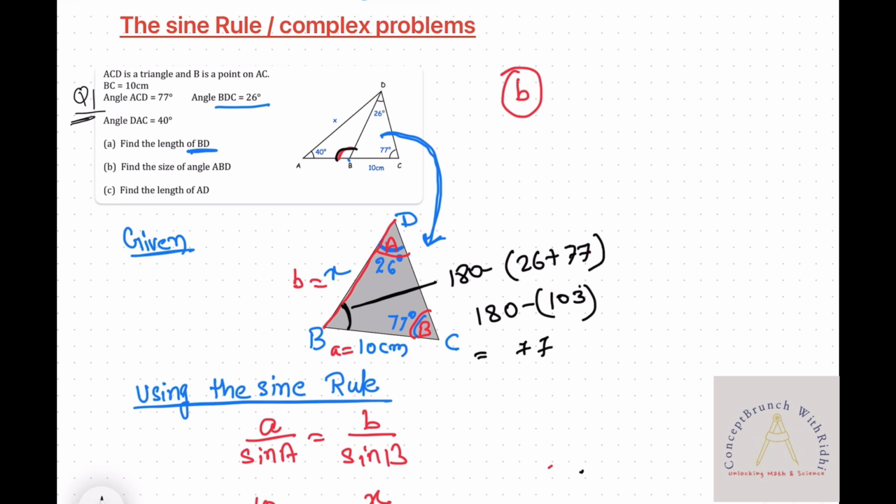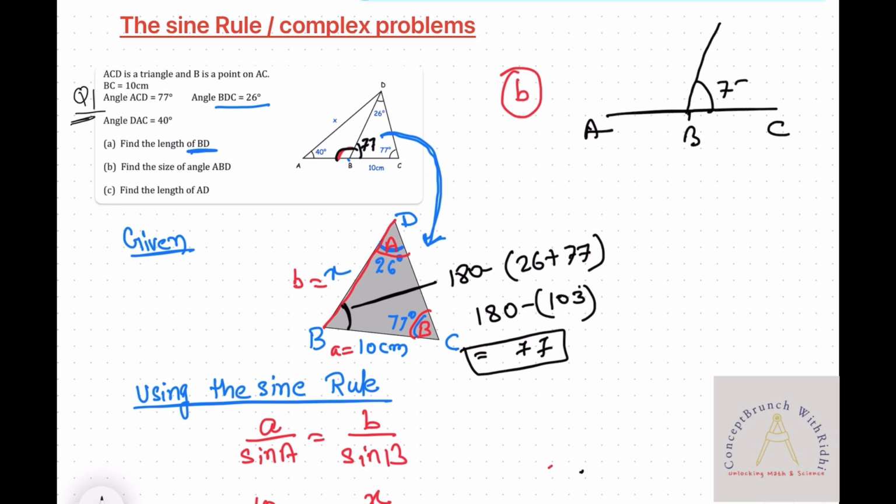There are two ways we can do it. First way, we find this angle with the help of the angle sum property in triangle ABD, so we got this angle as 77, correct? And since A, B and C are in a line like this, and this is 77, we can say 180 minus 77 is going to be 103 degrees. This is one way.